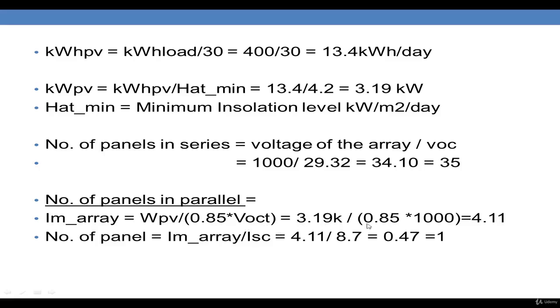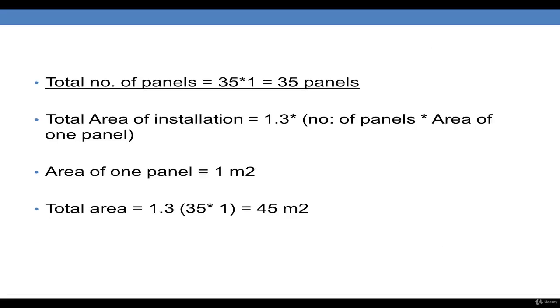That is equal to 4.11, and the number of panels in parallel is given by the current of the entire array divided by the short circuit current. That is about 0.47, and I have rounded all these values to the next closest integer. And so the total number of panels that will be required is about 35 panels. So 35 into 1, that's 35 panels.